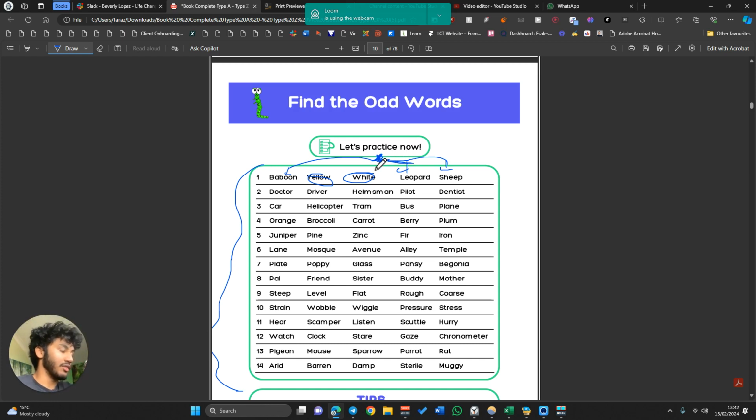And what you see in a lot of these question types is they'll also make the other 2 related to each other, but in a different way. Like you can see here, these 2 are both colours. So let's have a look at the second question.